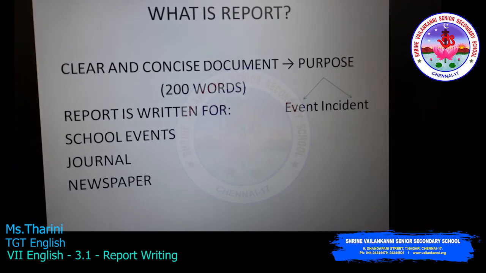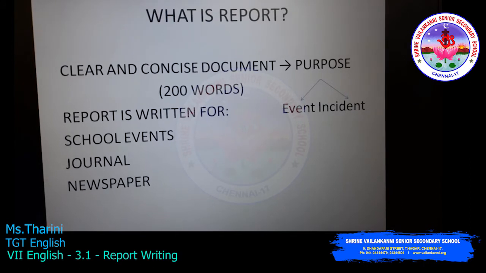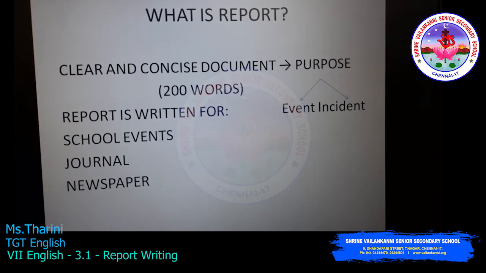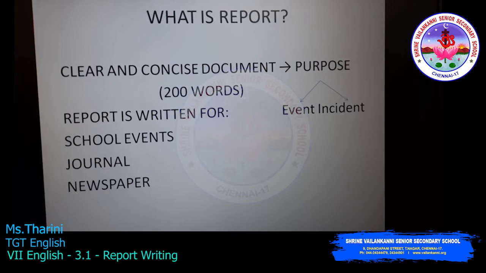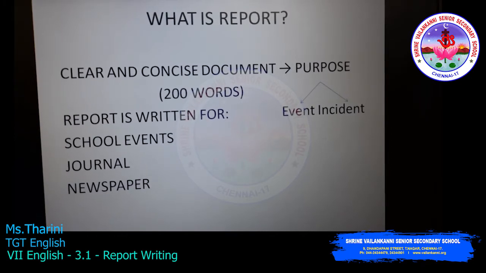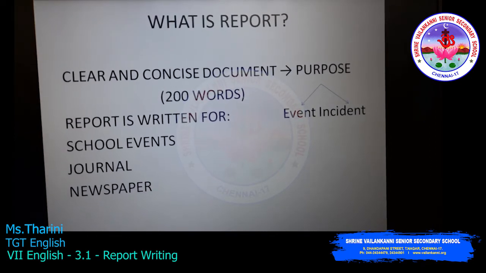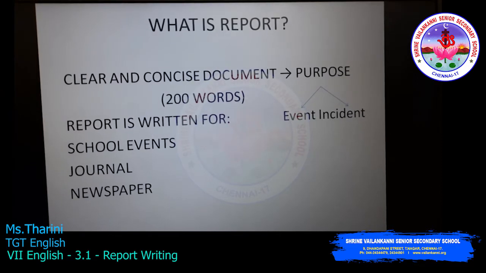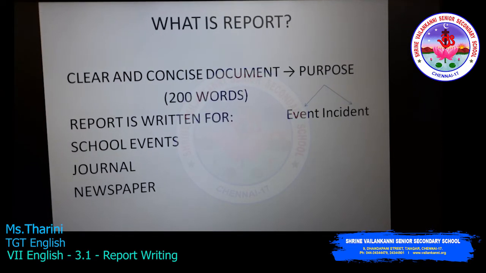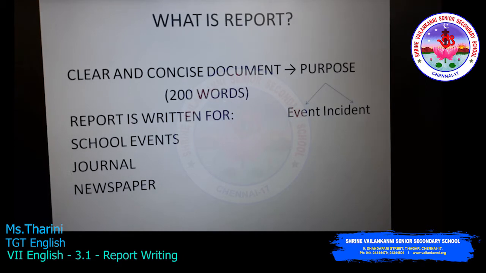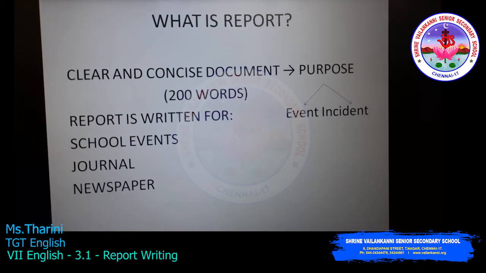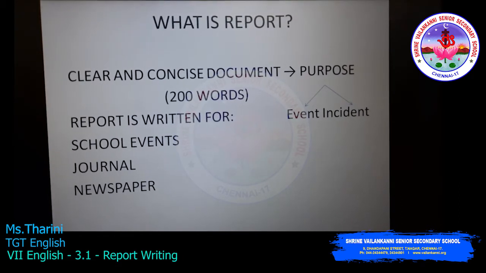First, the meaning of clear in this report. It should possess clarity of expression and must not deviate from the object. You should be clear in what you are saying about the event or an incident.